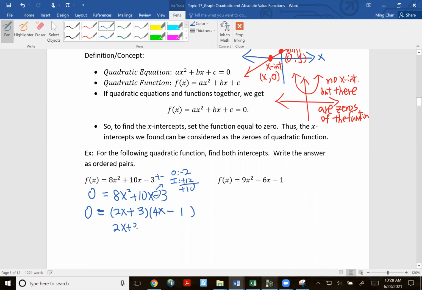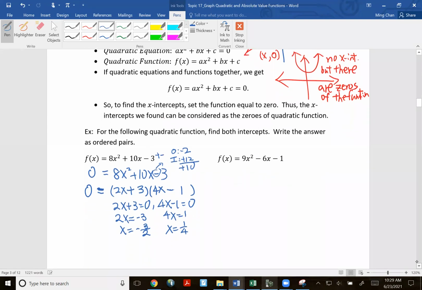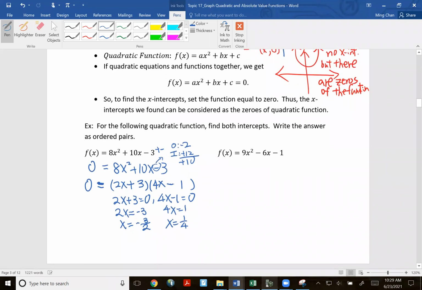So we reviewed this before on how to solve a quadratic equation by factoring. Move the positive 3 over, divide both sides by 2. X is equal to negative 3 over 2. All right, move the 1 over, divide both sides by 4. X is equal to 1 over 4. You see both x-intercepts, you're not going to be able to find them on the graphing calculator under the tables because none of these are actually integers.